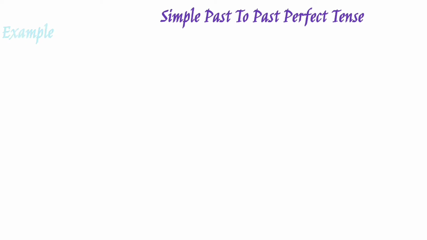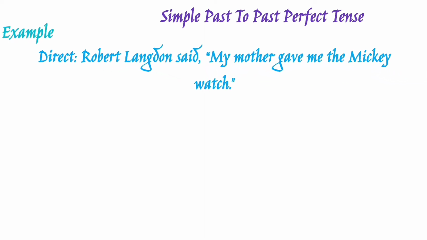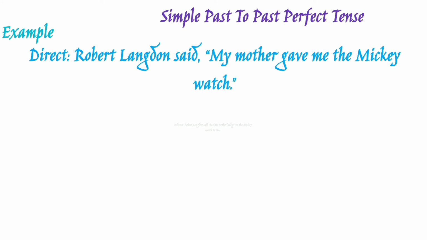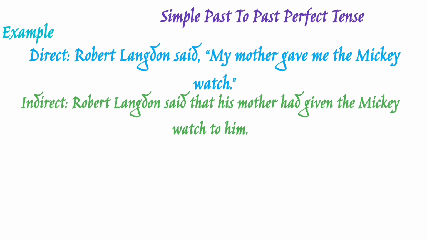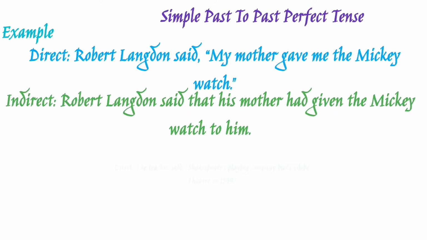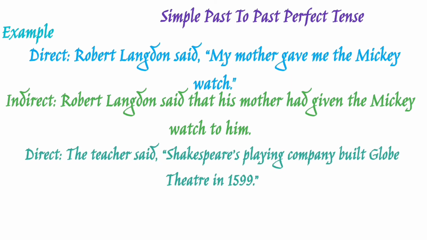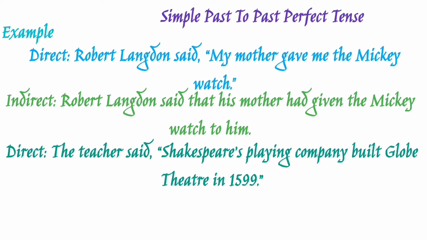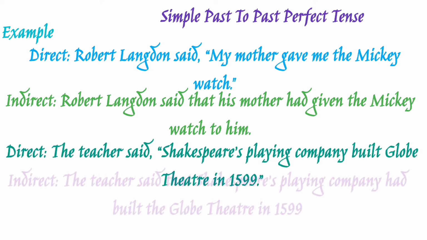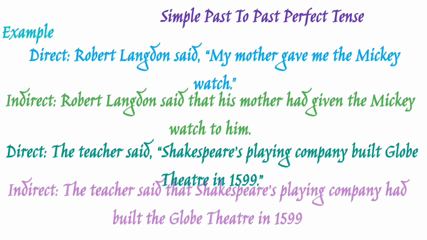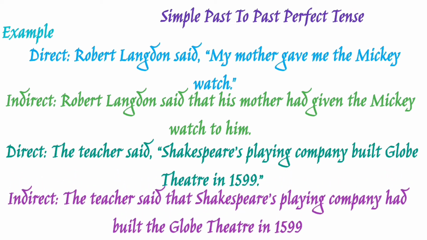Simple past to past perfect tense. Example. Direct: Robert Langdon said, "My mother gave me the Mickey watch." Indirect: Robert Langdon said that his mother had given the Mickey watch to him. Direct: the teacher said, "Shakespeare's playing company built Globe Theatre in 1599." Indirect: the teacher said that Shakespeare's playing company had built the Globe Theatre in 1599.